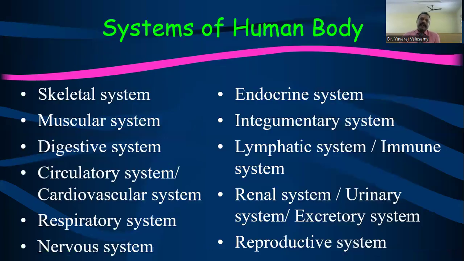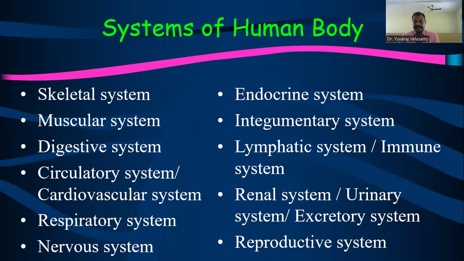So how many systems are there in our body, and what functions and structural aspects are involved? We are going to study all this in the introduction class. First, the skeletal system. The skeletal system provides the structure of the body. Otherwise we cannot stand; we would be like jelly. And muscle alone cannot make us walk.